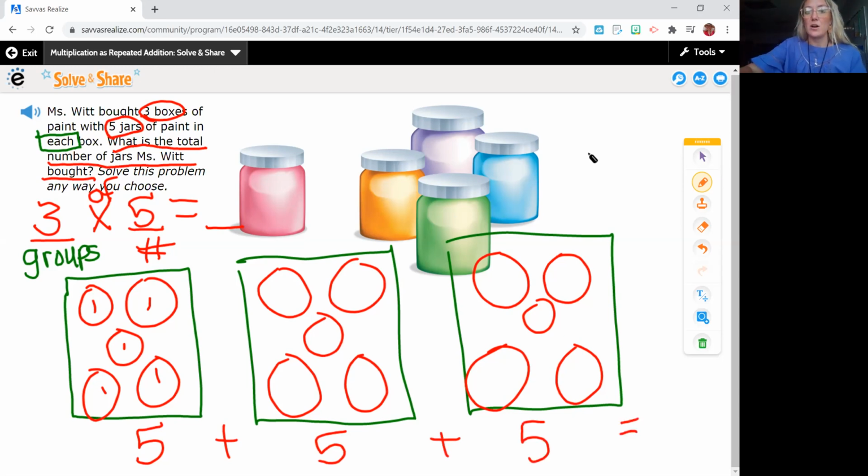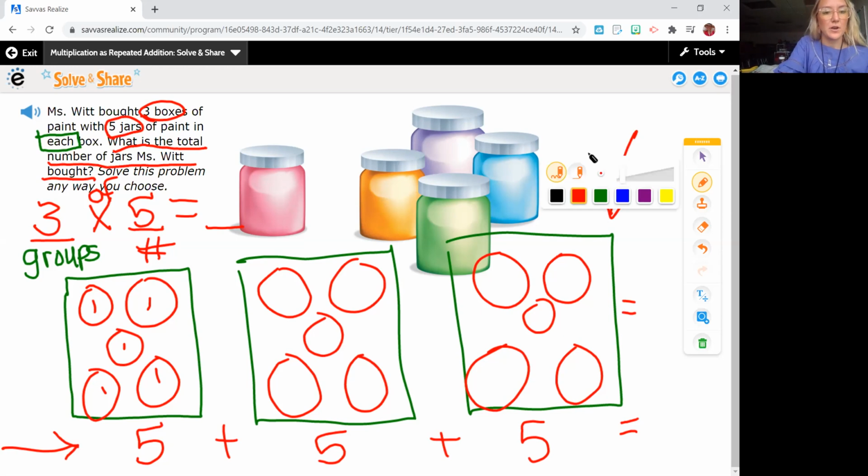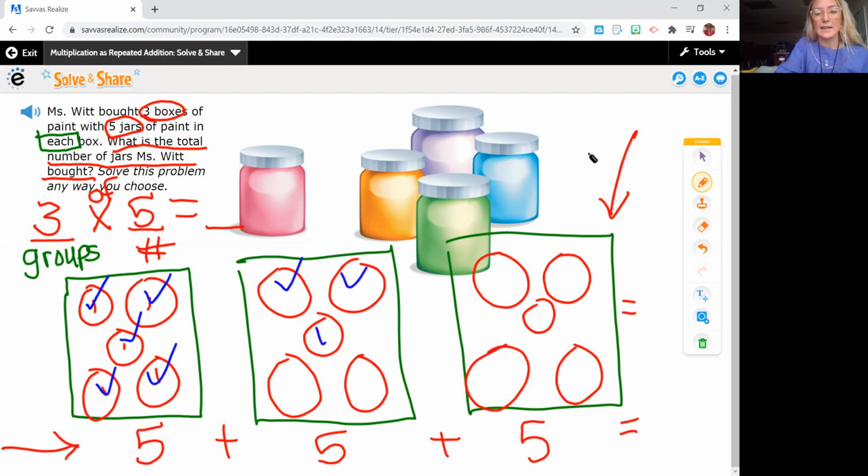The top is called equal groups. The bottom is called repeated addition. So first I'm going to count them all and see what number I get, and then I'll use repeated addition and see if I get the same number. Let's count how many are in each. 1, 2, 3, 4, 5, 6, 7, 8, 9, 10, 11, 12, 13, 14, 15. I got 15 jars total.